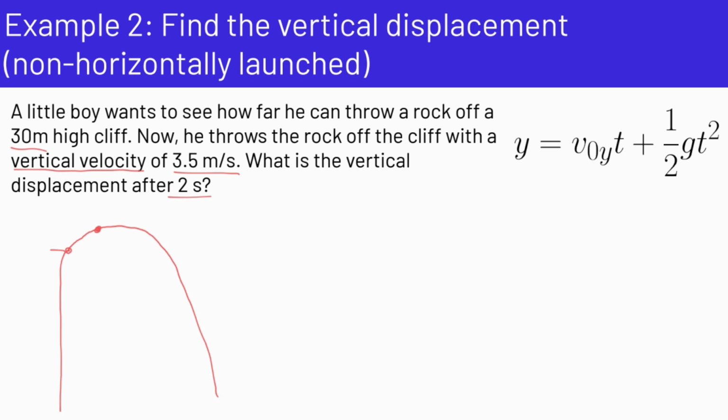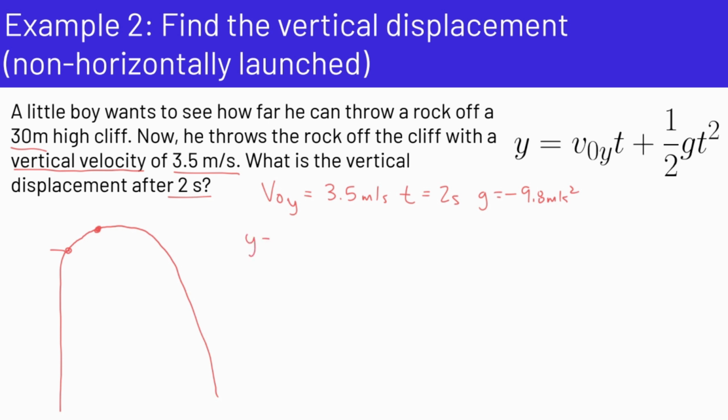So we've got some information here that we need to look at. V naught y is going to equal 3.5 meters per second. Our time is going to equal 2 seconds. G, again, is a constant, negative 9.8 meters per second squared. Let's plug this into our formula that we have right here.